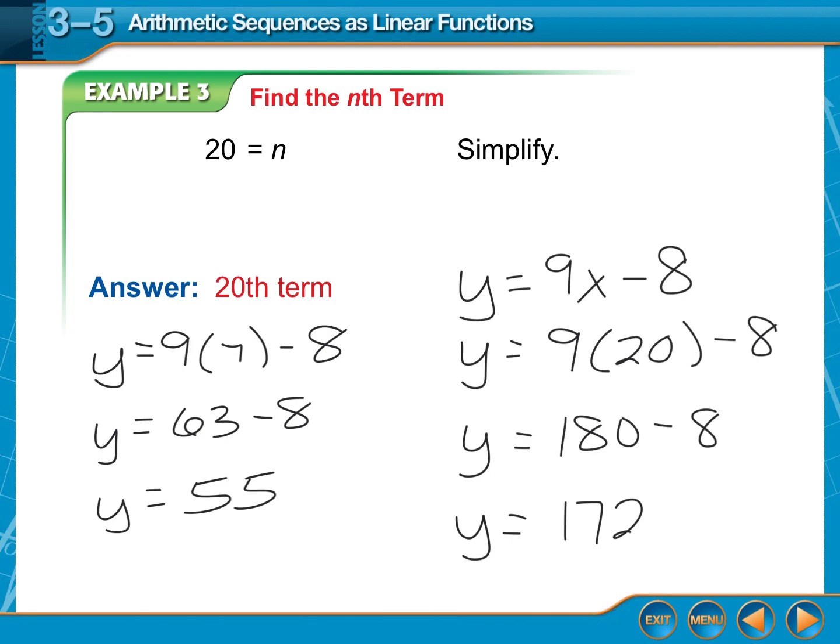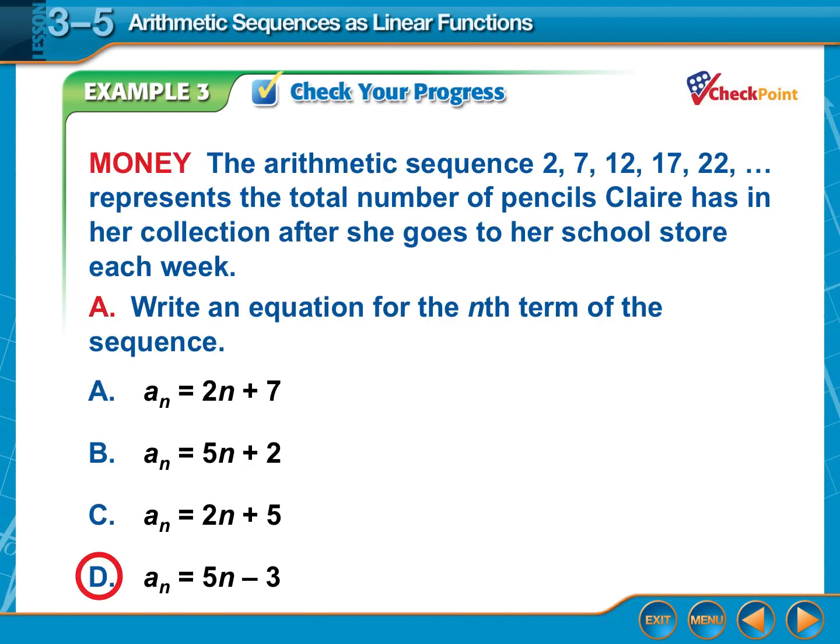So there are going to be problems on your homework that are going to ask you to write the equation and then find that term. Writing the equation is just doing this, and then finding the term is plugging it into that equation. The hardest part is probably finding that a sub 0. But let's find another sequence.